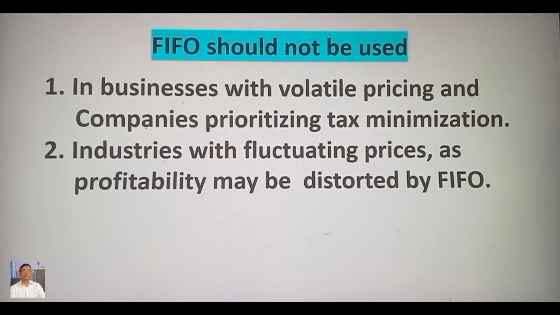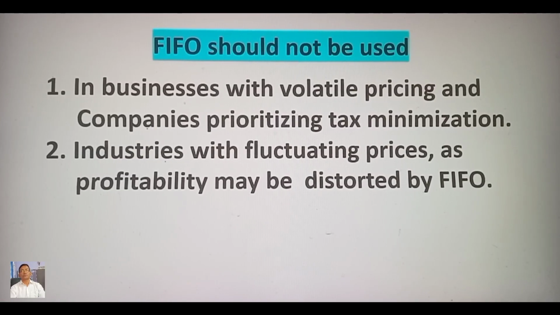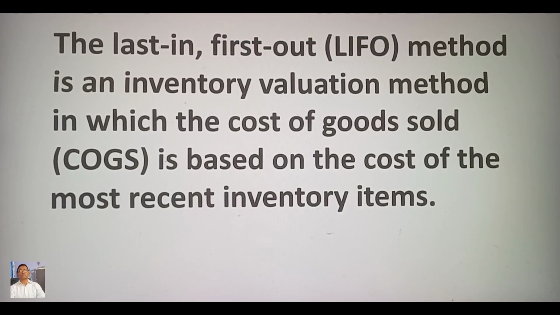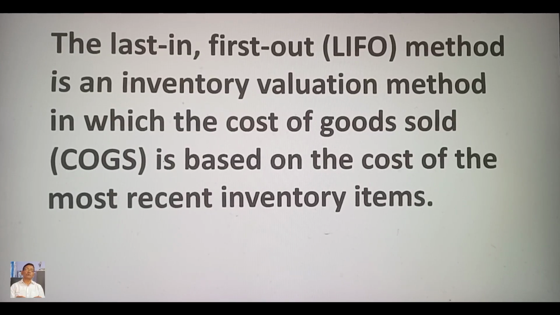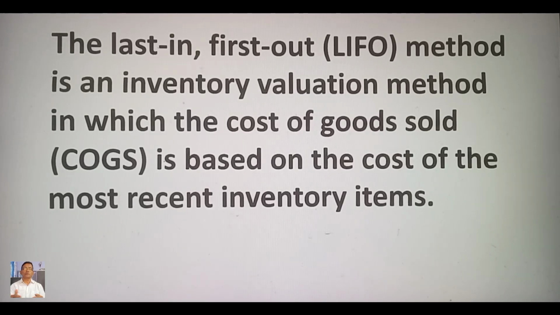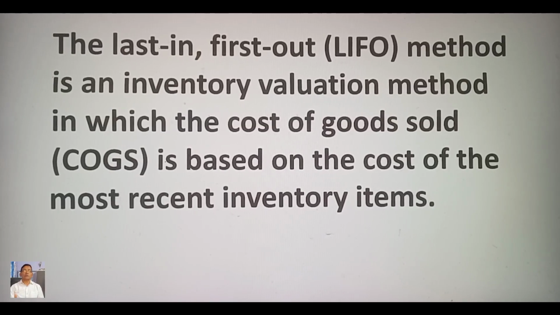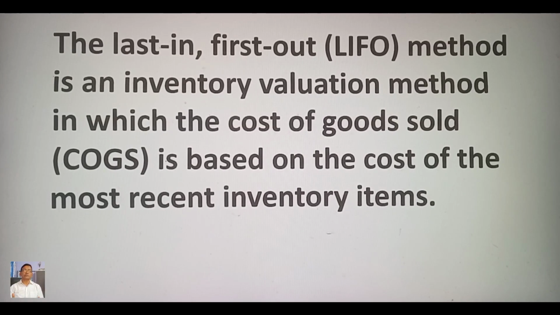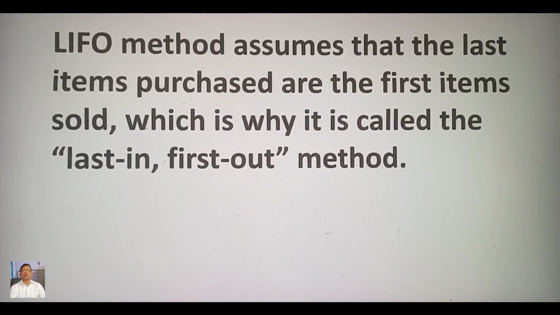Third valuation method, LIFO, last in, first out. The last in, first out LIFO method is an inventory valuation method in which the cost of goods sold, COGS, is based on the cost of the most recent inventory items. The remaining inventory is valued at the cost of the oldest inventory items. LIFO method assumes that the last items purchased are the first items sold, which is why it is called the last in, first out method.